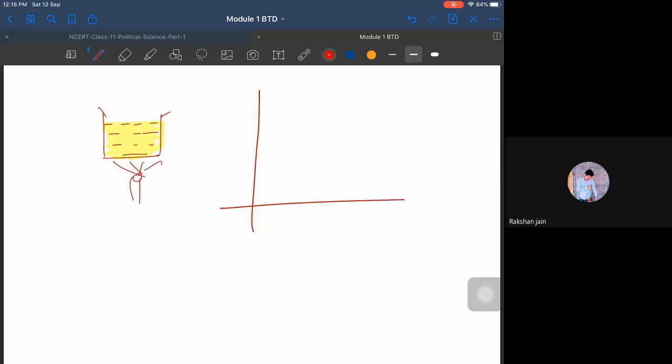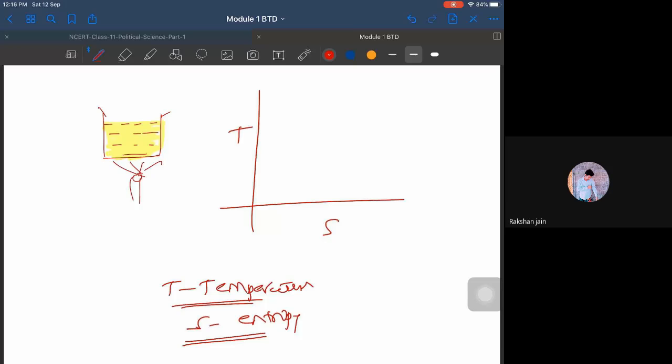So a TS diagram is nothing but a temperature versus entropy diagram. T is your temperature and S is your entropy. Do not worry much about what is entropy and all. We shall discuss slowly, one after the other, in the coming classes. Now, if we try to plot the TS diagram of boiling water, it would be something like this.